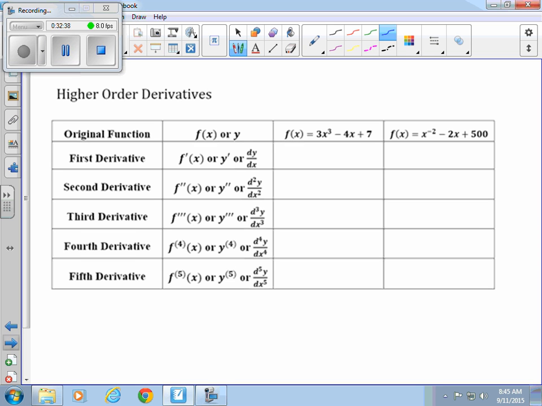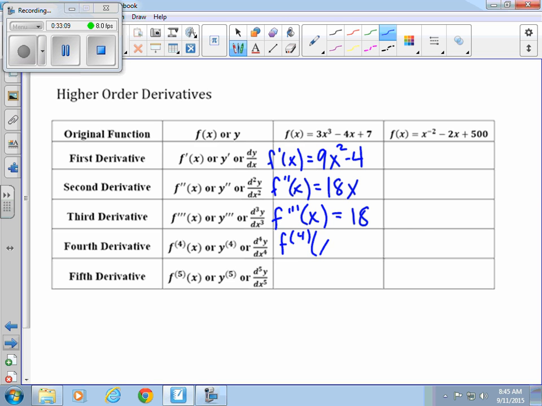dy dx equals either way. I'm going to call it f prime: 9x squared minus 4. That's the first derivative. What do you think the second derivative is? And the third derivative? And the fourth derivative? And any derivative after this. Okay.